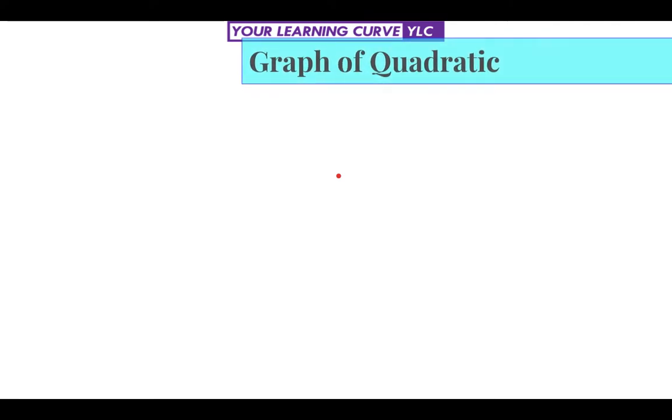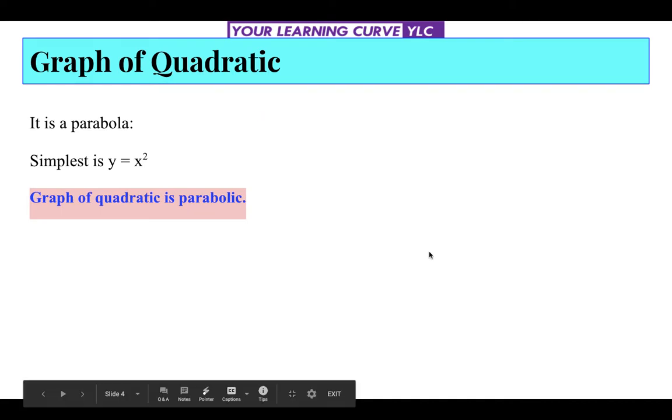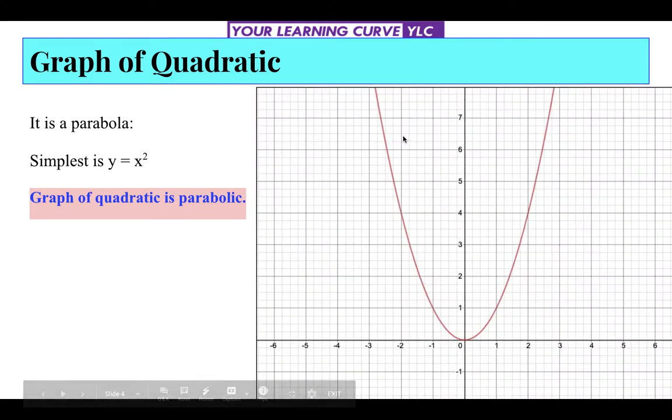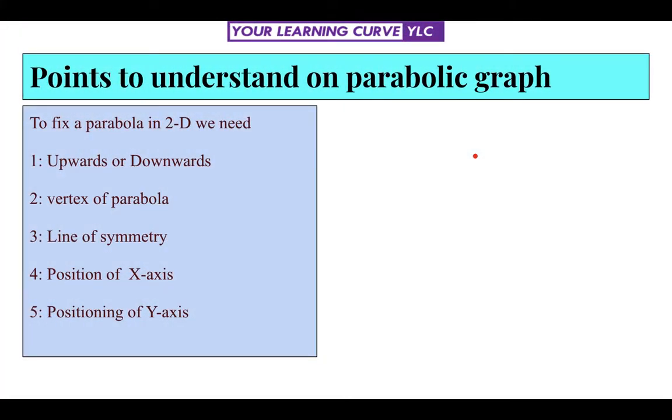Now let's see what is the graph of a quadratic function. First of all, the foremost important thing is that the graph of a quadratic function is a parabola. Now see, this is the graph of a parabola. This graph is a parabola. It starts at plus infinity, ends at plus infinity, and it achieves a minimum value during this move. Let's understand how to fix a parabola in 2 dimensions. Points to understand on a parabolic graph, important points.